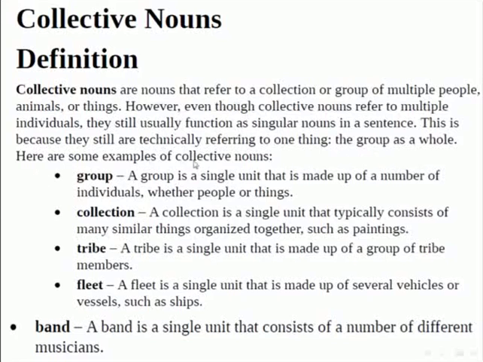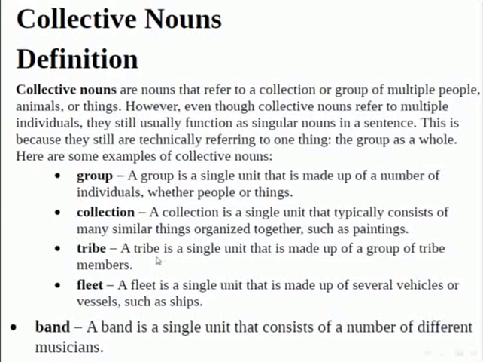Here are some examples of collective nouns. Group. A group is a single unit that is made of a number of individuals, whether people or things. Next example, collection. A collection is a single unit that typically consists of many similar things organized together, such as paintings.